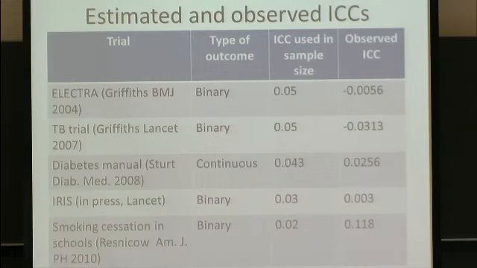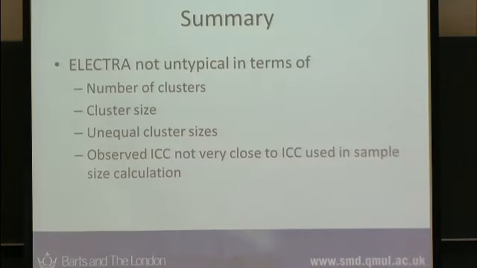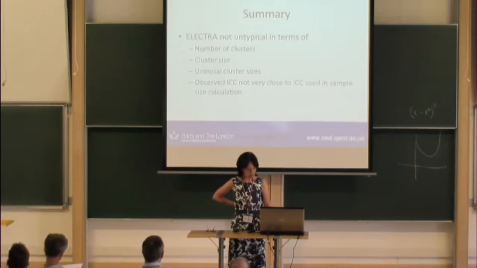If the ICC was actually 0, then we would have recruited 10 more clusters than we needed to. For the trial at the bottom, they were doing the smoking cessation in schools where the clusters were much, much larger. And so if you look at those 2 ICCs, they probably would have needed a sample size about 4 times as big as they actually had to detect the difference that they wanted to detect. Okay, so in summary, Electra's not untypical in terms of the number of clusters and the cluster size or the unequal cluster sizes, and it's also not untypical in that the observed ICC was not very close to the ICC used in the sample size calculation.